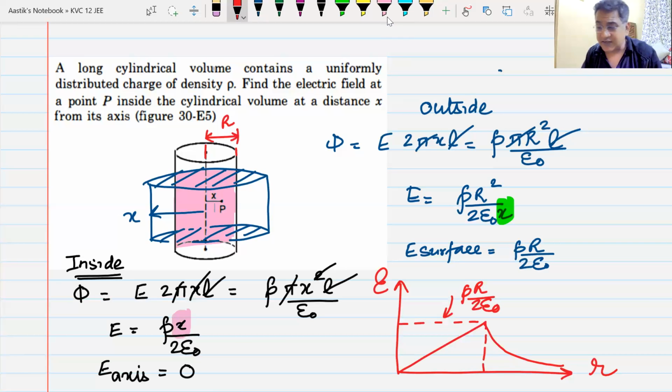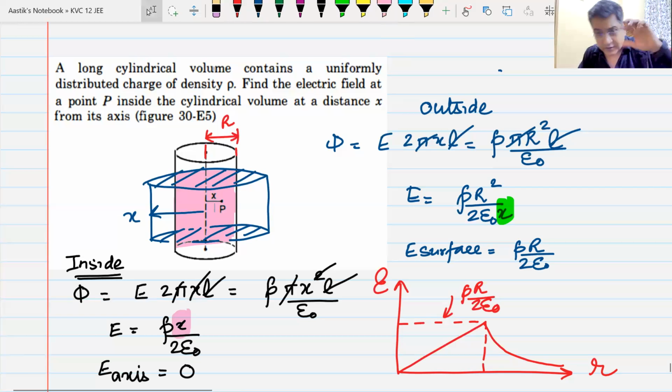You can compare this field with the field created by a non-conducting sphere, and you will find an uncanny resemblance. The only difference is that here it is rho r by 2 epsilon naught, and there it was rho r by 3 epsilon naught. So there is only a difference of 2 and 3. Do we understand this? Yes or no? Yes, sir. Now, using this formula, you could have calculated the question of this cylinder with a spherical hole.